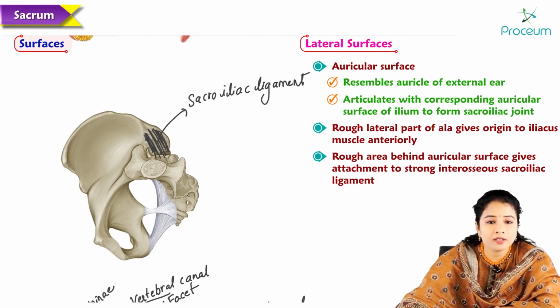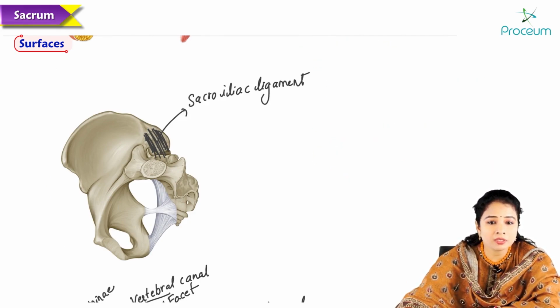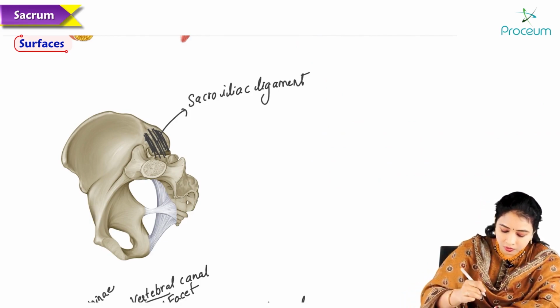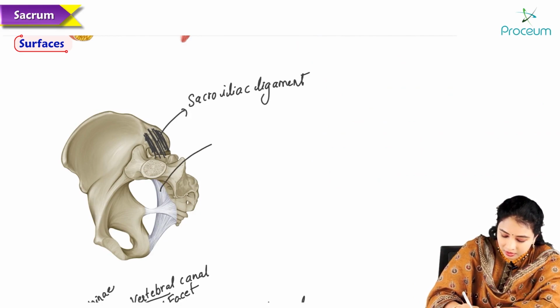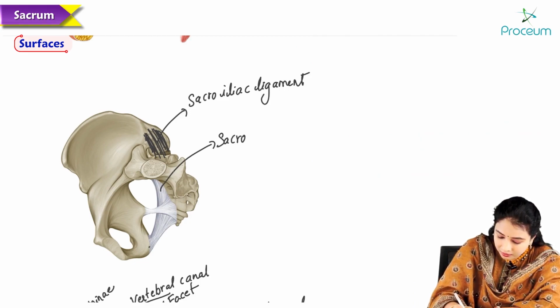The lower narrow part of the lateral surface provides attachment to the sacrotuberous ligament, the sacrospinous ligament and the coccygeus muscle. First we shall do the ligaments. The sacrotuberous ligament runs from the sacrum to the ischial tuberosity. So this is the sacrotuberous ligament.